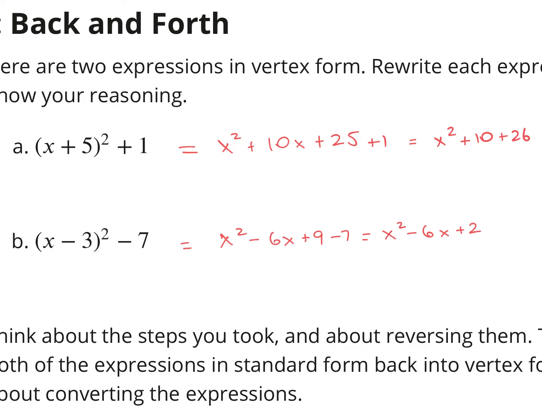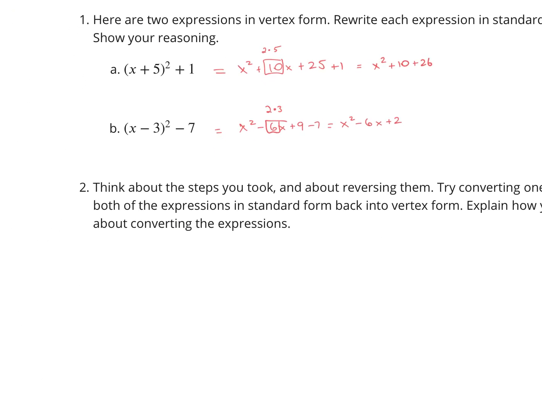So remember our shortcut for changing perfect squares from factored form to standard form. I know that this number right here is going to be made up of 2 times 5, whereas this number here is going to be made up of 2 times 3. So just keep that in mind for when you're creating a perfect square in standard form.